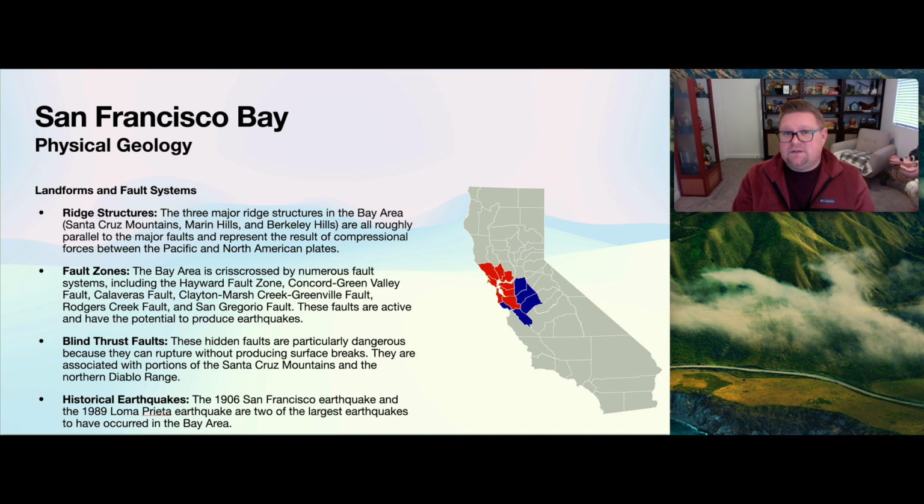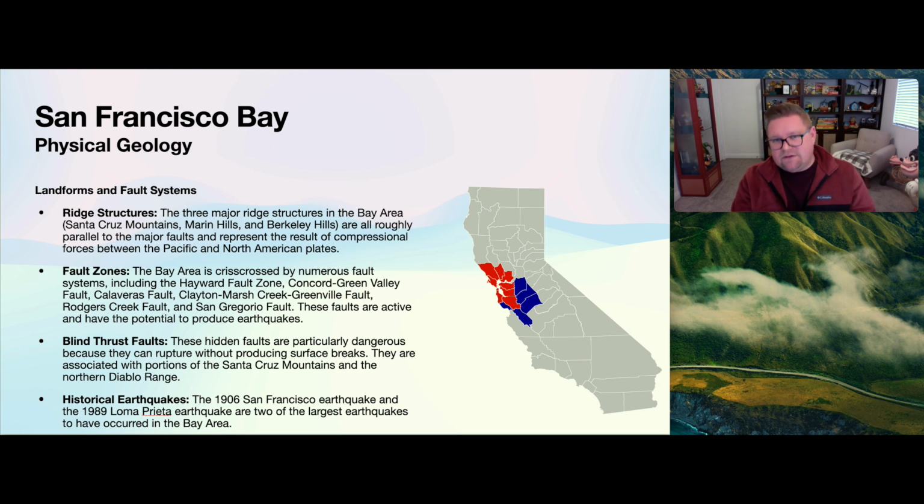So these blind thrust faults exist, and normally what we'll find on our surface is fault scarps. We can see the remnants of faulting, but sometimes we can't, and so unless you have a data set behind it, it's not known where it is.